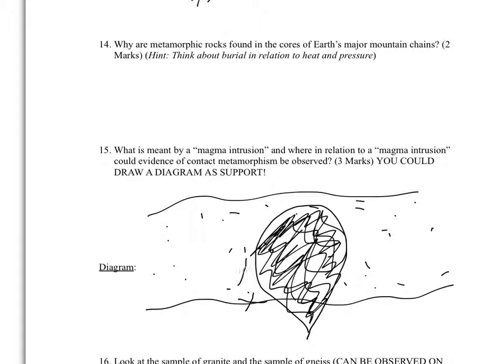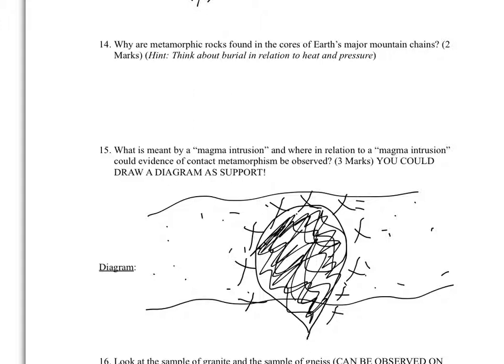That is so hot that it bakes, or contact metamorphoses, everything that it touches, okay? So for a magma intrusion, it's important that you understand that the X's can be all around it: top, bottom, sides, everywhere. Whereas with the lava extrusion in number 13, the X's are on the bottom only.